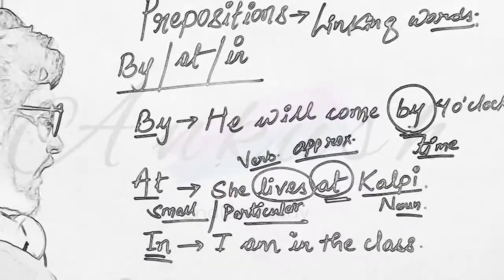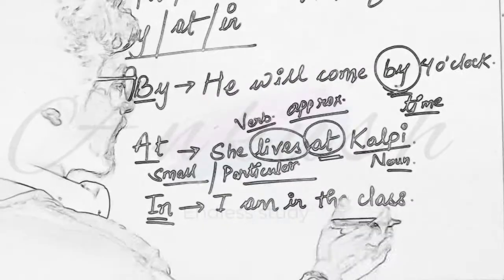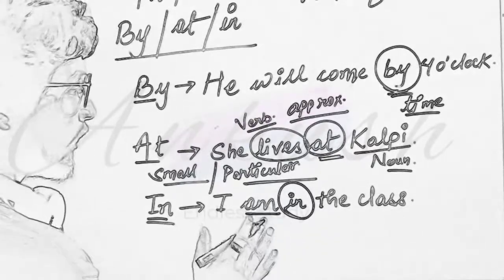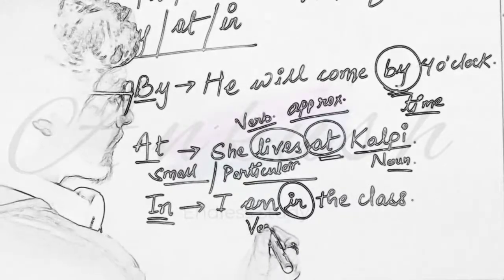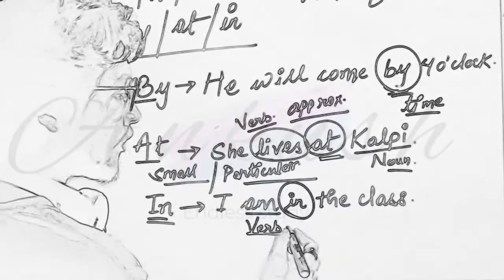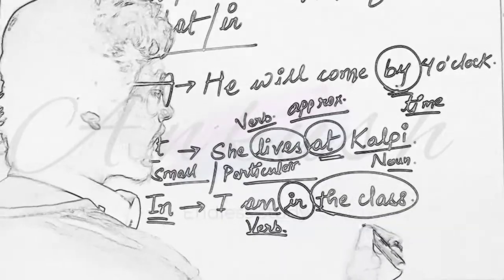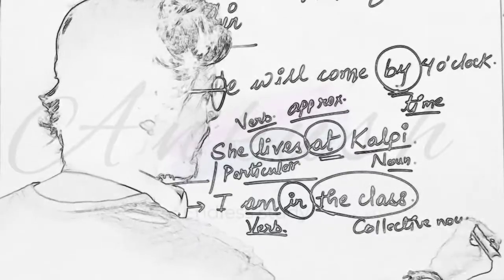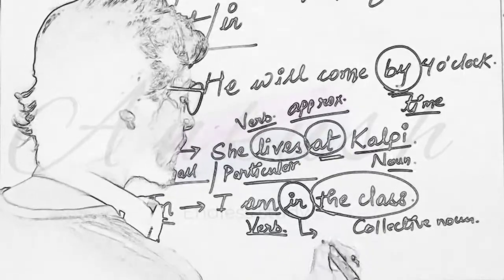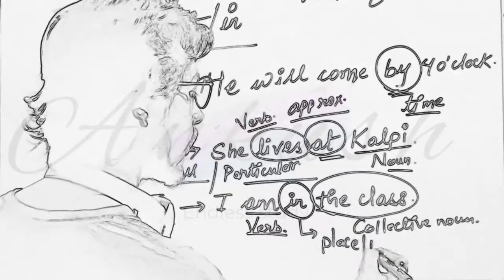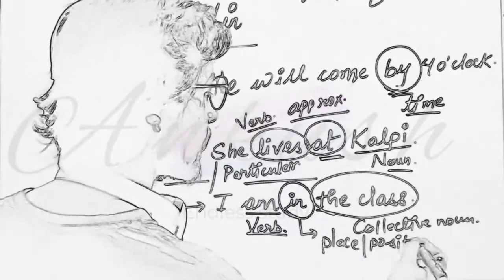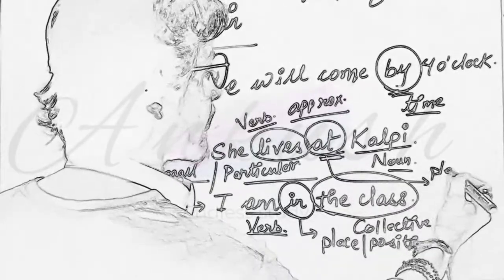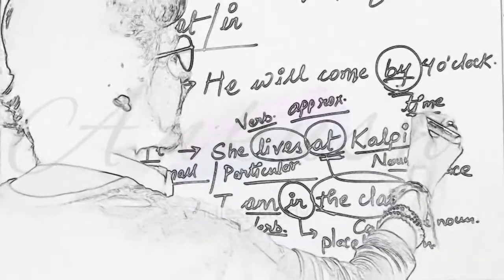Then next, the use of in. I am in the class. Here in is a linking word, because the only verb coming is am. This is the verb, and the verb is getting linked to the class. The class is a collective noun. So here in is showing place or position. Here at is showing place, and here by is showing time.